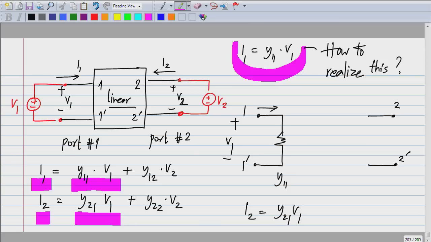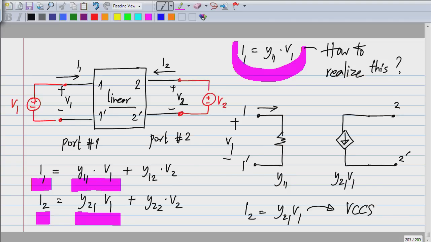Okay, I think one of you has answered this. If you have a current somewhere dependent on voltage elsewhere, clearly it's a voltage controlled current source. So this is a voltage controlled current source. It says that the current going into port 2 in this direction, this is I2, right? So always keep in mind that I1 and I2 are currents flowing into the ports. It's a voltage controlled current source which is controlled by V1. So this I will write Y21 V1.